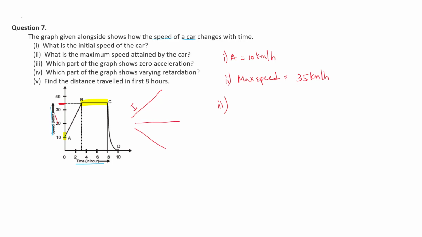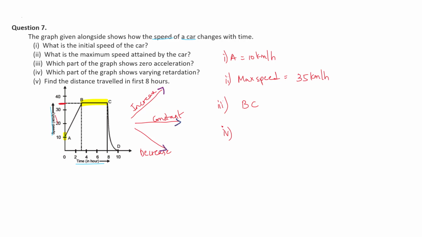So increase, constant and decrease. So this is increase, constant and decrease. Therefore, for constant it will be BC. BC is our part where the graph shows constant or zero acceleration.